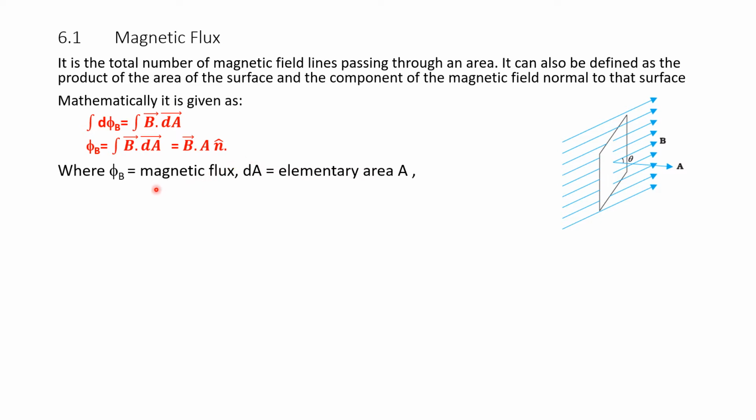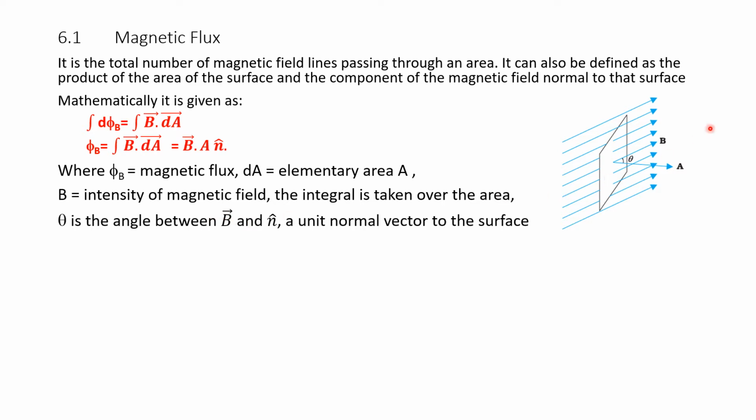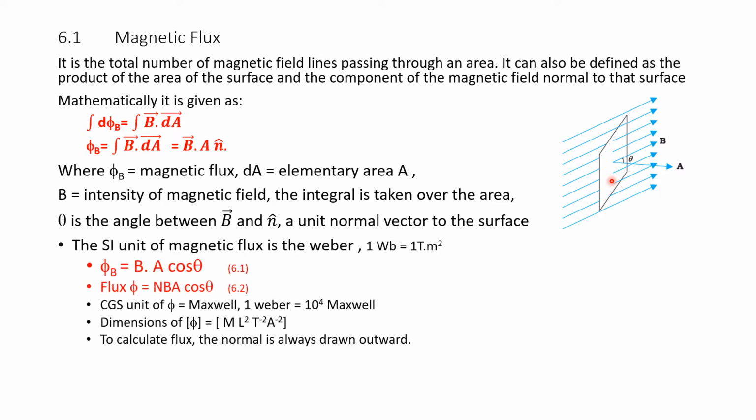where phi B is the magnetic flux, dA is the elementary area, B is the intensity of the magnetic field. The integral is taken over the area. Theta is the angle between B and N, the normal to the plane. The SI unit of magnetic flux is Weber. 1 Weber is equal to 1 Tesla meter square.